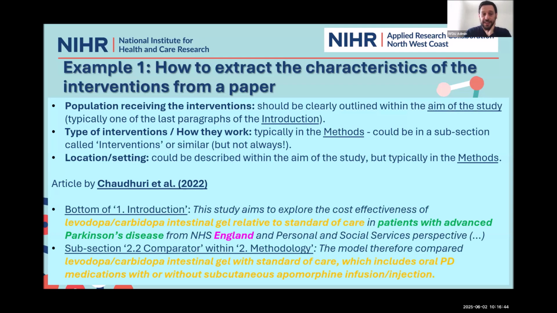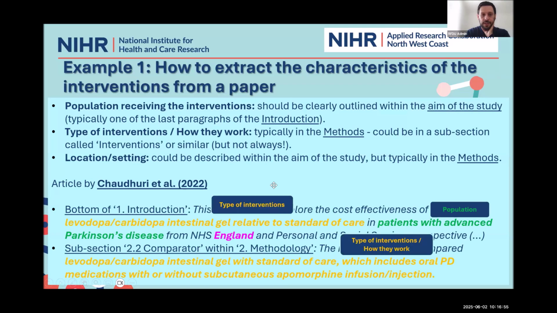If you have a look at the article, in particular the extract from the introduction, you got some information about the population here highlighted in green, so patients with advanced Parkinson's disease. You got some information highlighted in yellow or orange regarding the interventions. In particular, the authors were investigating the cost effectiveness of this particular intestinal gel relative to standard care. So you got two interventions here, two comparators.